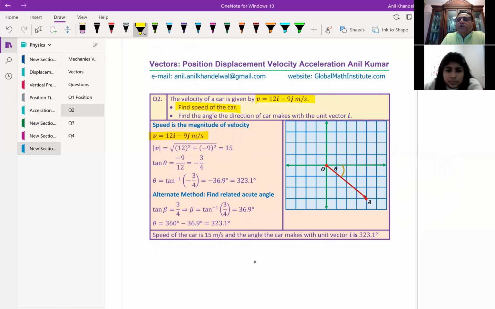Velocity is given to us as 12i minus 9j. So the magnitude of this velocity is the square root of a squared plus b squared. You get the answer as 15. So the speed is 15 meters per second in this particular case.